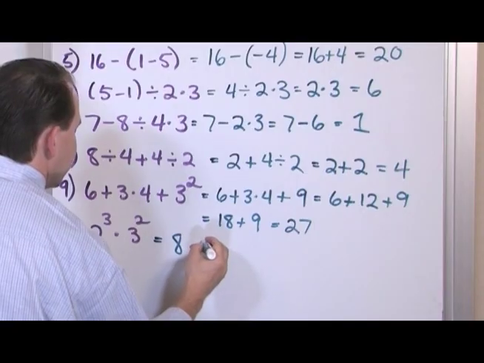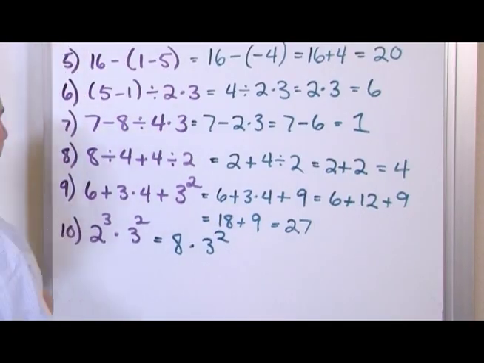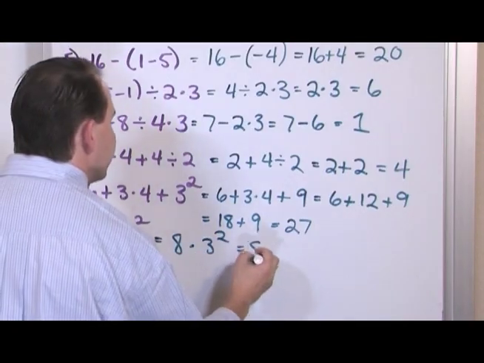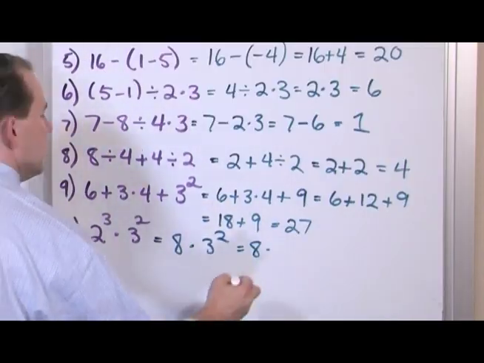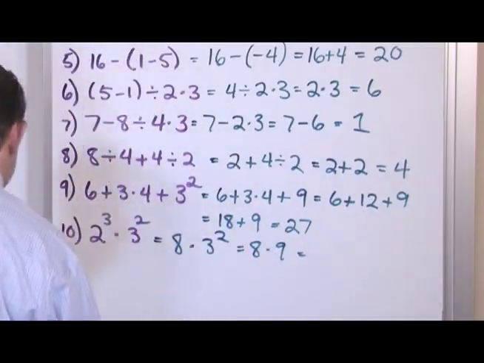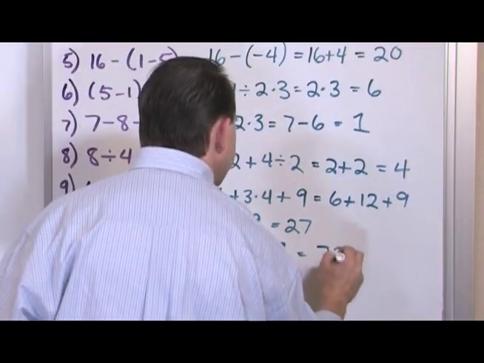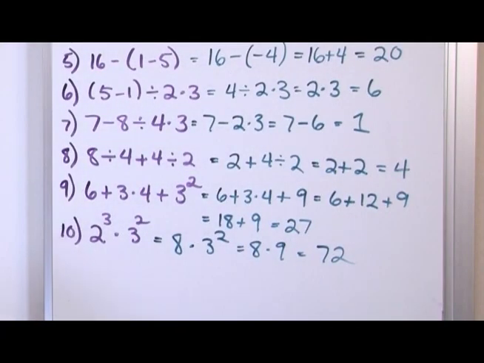Let me go ahead and just make it clear and say that we're still going to do the 3 squared next. Now we do the 3 squared. 3 times 3 gives me 9. And 8 times 9 is 72. So we do that multiplication last.